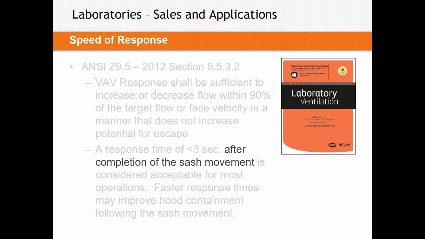But really what it says is from the time a sash stops moving, we have 3 seconds or less to be within 90% of the required flow. Basically, stop moving your sash and in less than 3 seconds, be at the right flow. That's a generally accepted way to define speed of response on a fume hood.